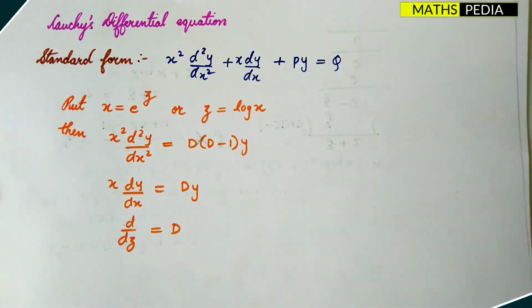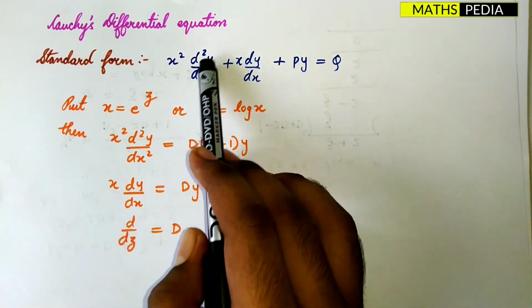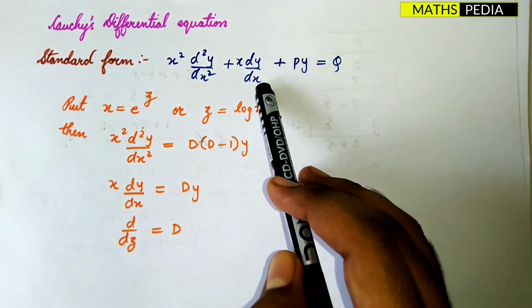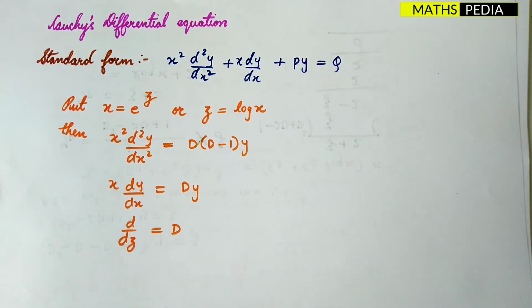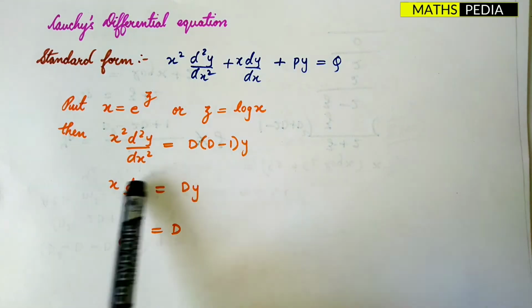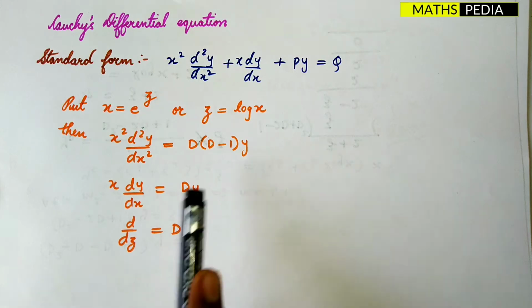In this video, we are going to discuss the Cauchy's differential equation. So we will first see the standard form of that. It is x square into d square y by dx square plus x into dy by dx plus py equal to q, where p will be constant. Now the steps to be followed to get the answer of this.